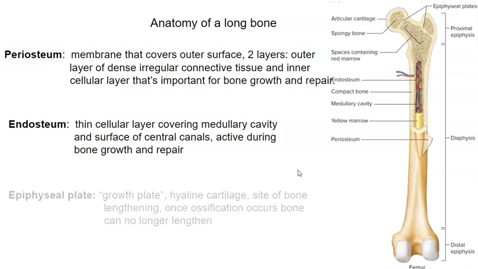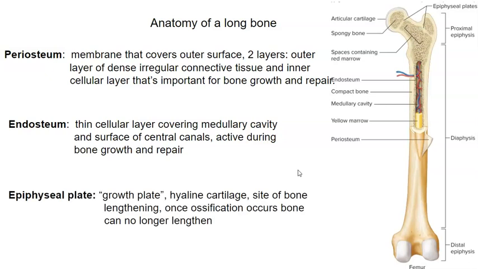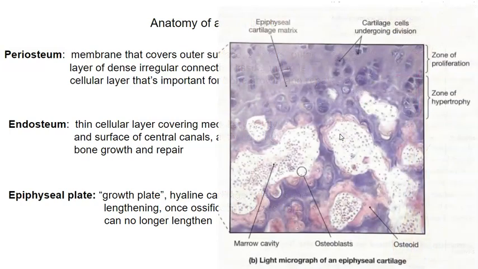And lastly, I saved the best definition and slide for last. We have the epiphyseal plate. Here it is. What that is, is hyaline cartilage, just like the hyaline cartilage you're familiar with, but it closes or gets smaller as you get older. So this is what's called the growth plate. And bones lengthen at that spot.